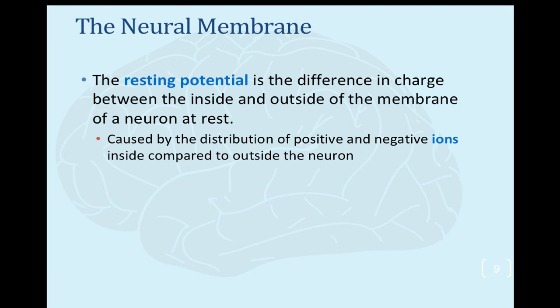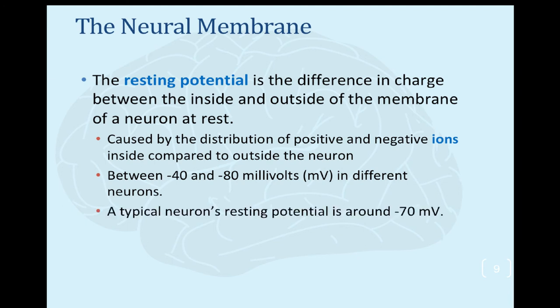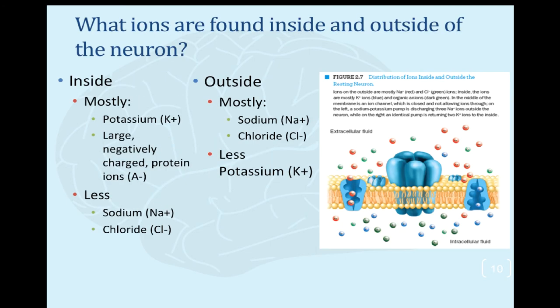This default position, this resting potential, is caused by the distribution of positive and negative ions. And it's the distribution of the ions inside compared to the outside of the neuron. And we see that in different neurons it'll range, but it's always negative. So it'll be between -40 and -80 millivolts in different neurons. In this class, we will usually just use a standard -70 millivolts. So that's what we'll go with, the typical resting potential being about -70 millivolts.